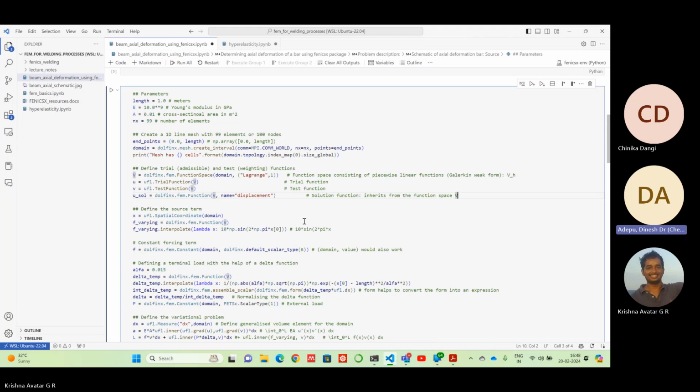What does this one mean here, Krishna? Lagrange comma one, what does it mean? One means linear. And I think u solution is something where you compute the values at discrete points, like nodes. The function space knows that it has to interpolate using these linear functions, and it will give you a solution at whatever point we want. That's what I think it does.